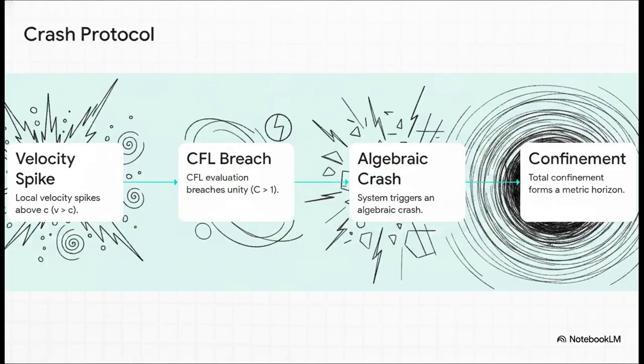Because of this, the universe has to execute a step-by-step error correction protocol to save itself. Step 1, that local velocity spikes above c. Step 2, the CFL evaluation instantly breaches unity. Step 3, an algebraic crash is triggered. And then, Step 4, to restore absolute stability, the vacuum steps in and explicitly prohibits this unstable data from propagating. It physically forces the data stream to collapse, completely trapping the scattering state inside a black hole-style prime core. It is total arithmetic confinement.